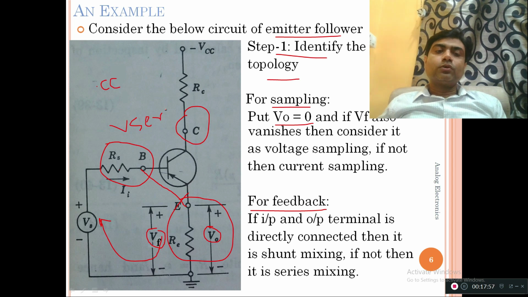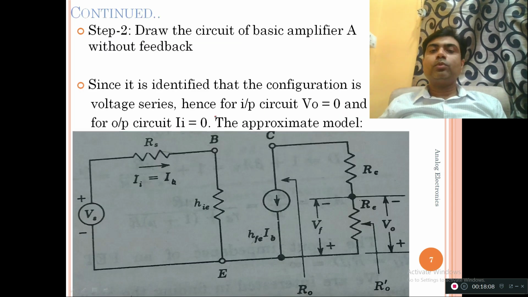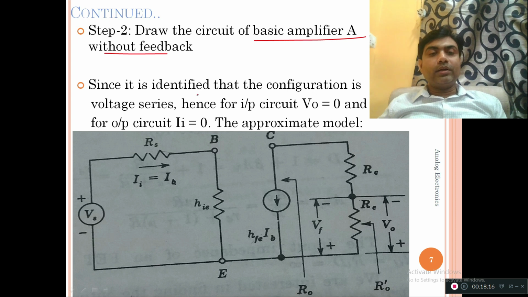Okay, so what topology have we determined here? We have determined here that the topology is voltage series configuration. This is the first step. So we have determined the topology is voltage series configuration. Then we can easily move to the second step, that is drawing the basic amplifier A without feedback, and we cannot ignore the loading effect of beta.